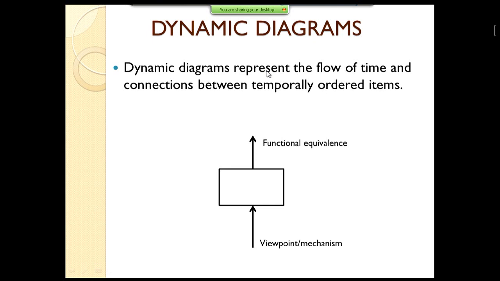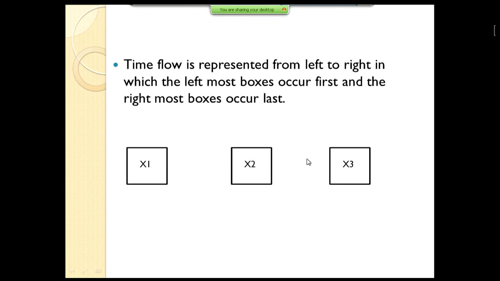Usually, in this method, they have 2 types of diagrams. One is dynamic diagrams and the other is static diagrams. Dynamic diagrams represent the flow of time and connections between temporally ordered items. Here you can see that we are using vertical lines to represent them. The line entering the box represents the viewpoint or mechanism, and the line leaving the box represents functional equivalence. There are a few rules to draw these diagrams, which I am discussing below.